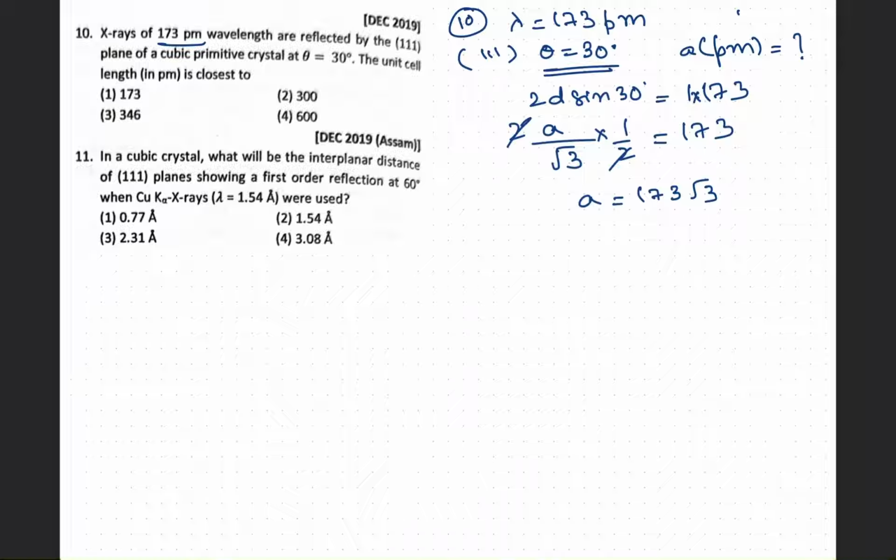Okay, while evaluating this, you will get the value 299.63, which will be approximately equal to 300, right? Moving to question number 11th.